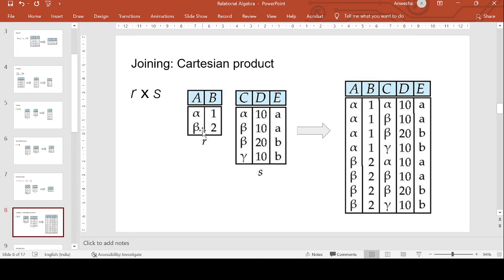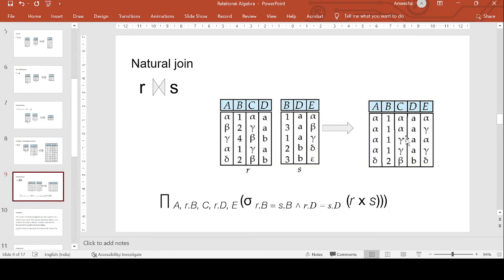So we have 2 rows only in our relation. So we have generated the result. So 8 rows will be there. So this is the result. This is the table.